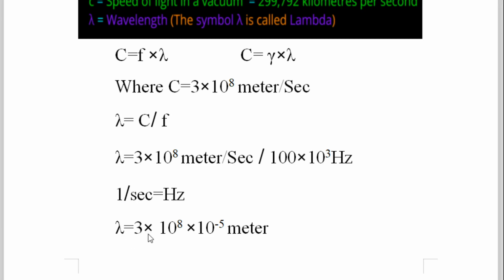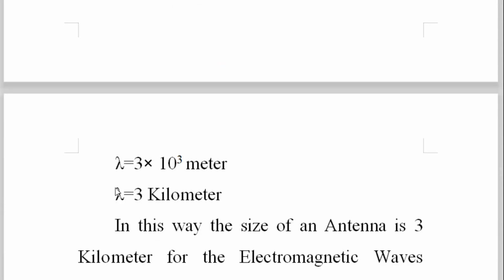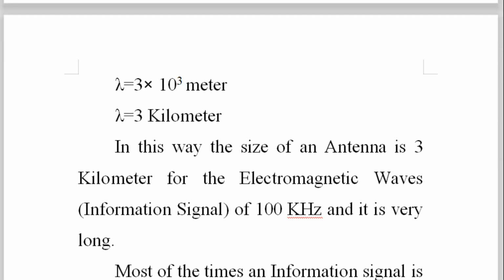Therefore lambda is equal to 3 into 10 raised to 8 meter, divided by 100 into 10 raised to 3, that is 10 raised to 5, so it becomes 10 raised to minus 5. In this way you'll come to know that lambda is equal to 3 into 10 raised to plus 3 meter, that is lambda is equal to 3 kilometer.